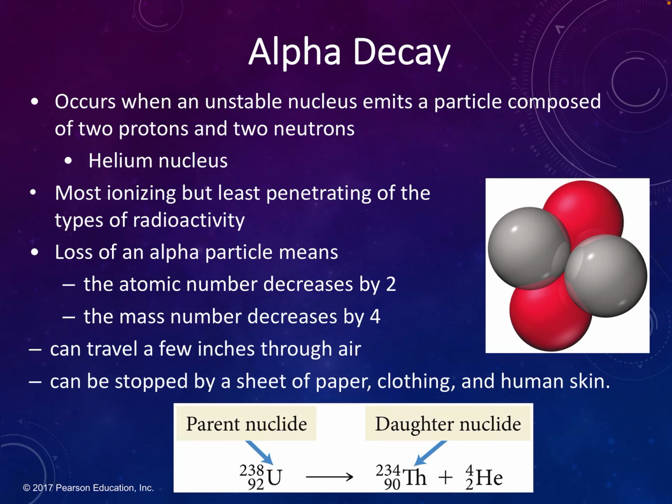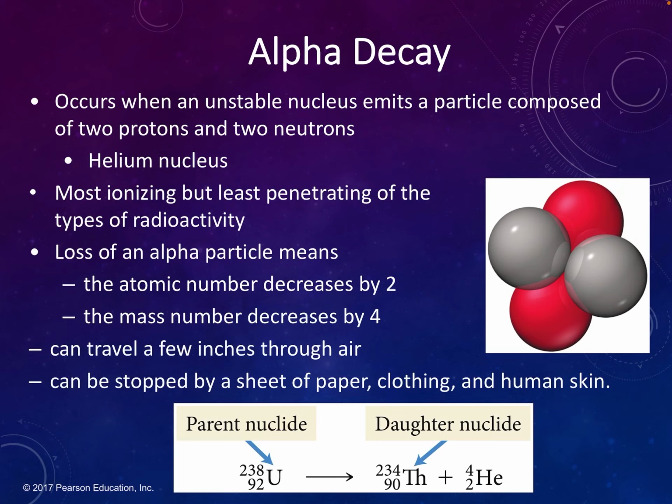All right, let's go through all the different types of decay. So the first one is alpha decay. Alpha decay occurs when an unstable nucleus emits a particle that has 2 protons and 2 neutrons. And like I said, this is a helium nucleus essentially. So 2 protons, 2 neutrons. It is the most ionizing, but it's the least penetrating of the types of radioactivity.